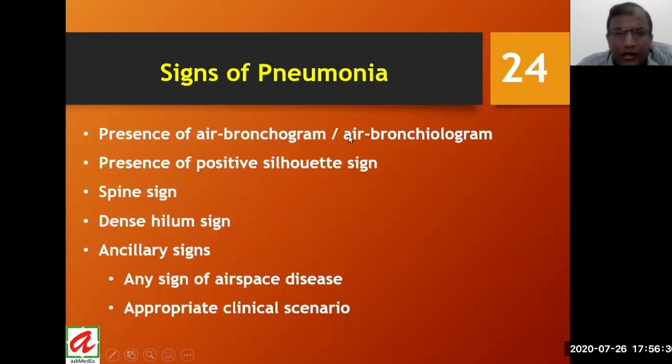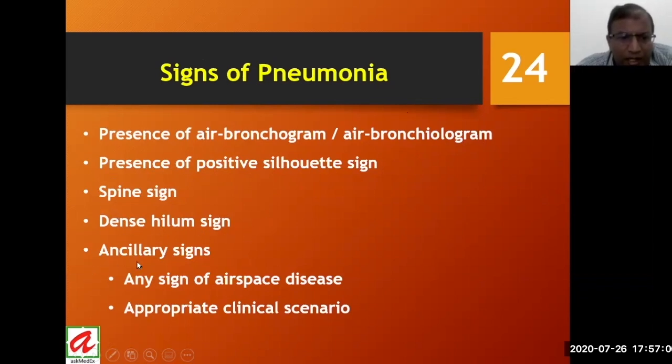Radiologists often like to report pneumonitis rather than pneumonia. So what are the signs of this pneumonia? The presence of air-bronchogram, which means there is consolidation. The presence of a positive silhouette sign, which again tells us which part or which lobe of the lung is involved. Then there are certain signs by the name of spine sign and dense hilum sign. We'll look in the subsequent slides at how we diagnose them.